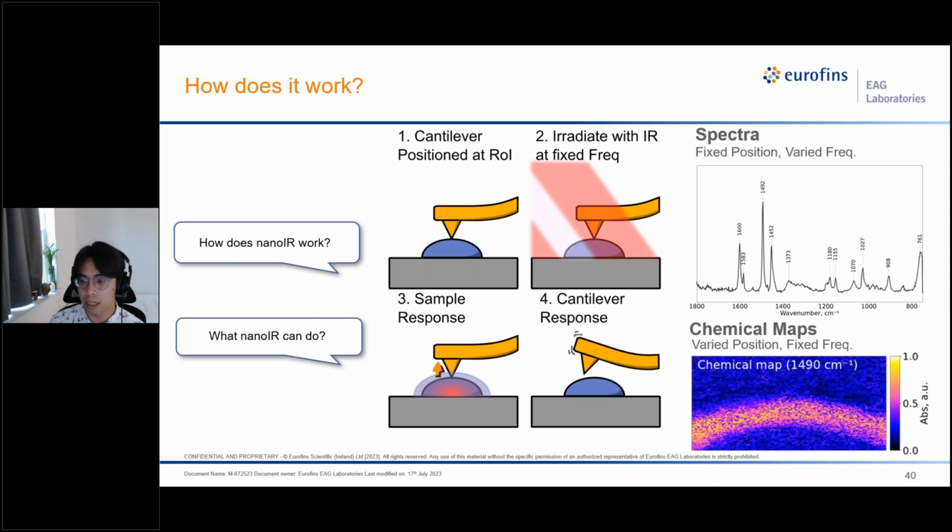Alternatively, if we fix the frequency at a specific functional group of interest and sweep across the AFM image region, we're able to generate chemical maps. These show the distribution of the compounds across the sample spatially.